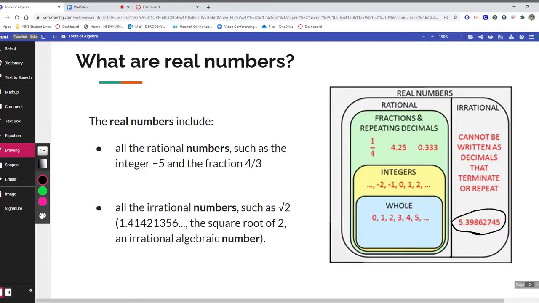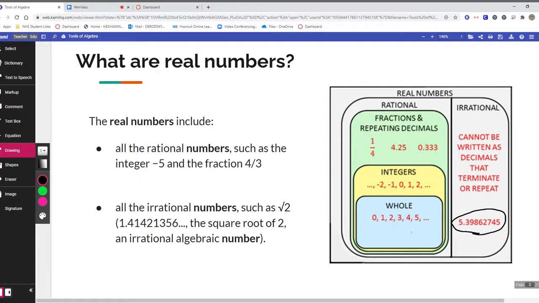And then we look at fractions and repeating decimals. So 1/4, 4.25, 0.33 repeating. These are examples of numbers that you can comprehend. 4.25 is 4 1/4. 1/4 is a quarter. 0.33 is a third. These are numbers that we're accustomed to working with. And so they are rational numbers because they make sense to us.